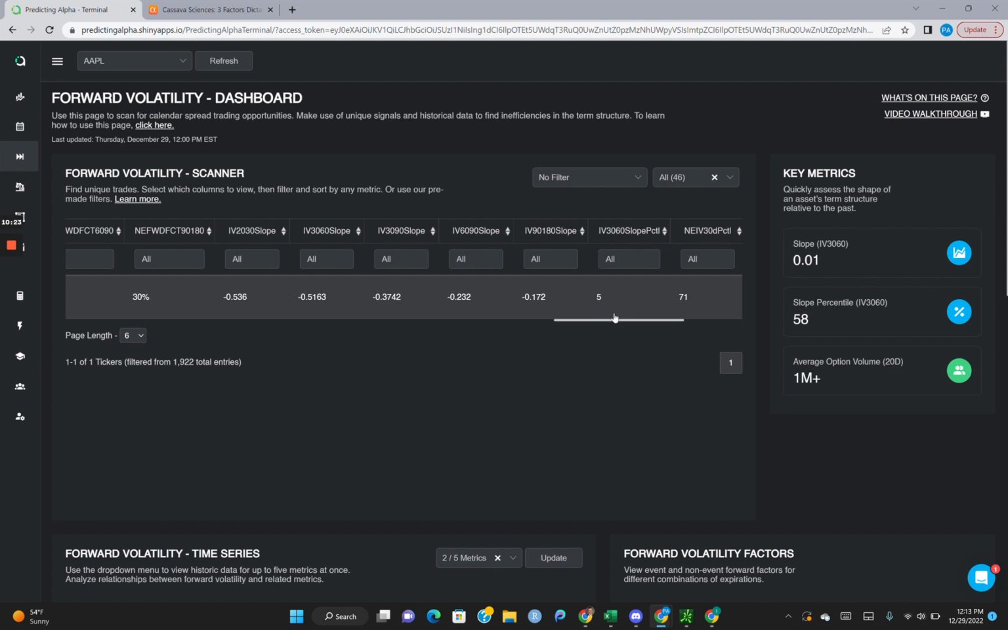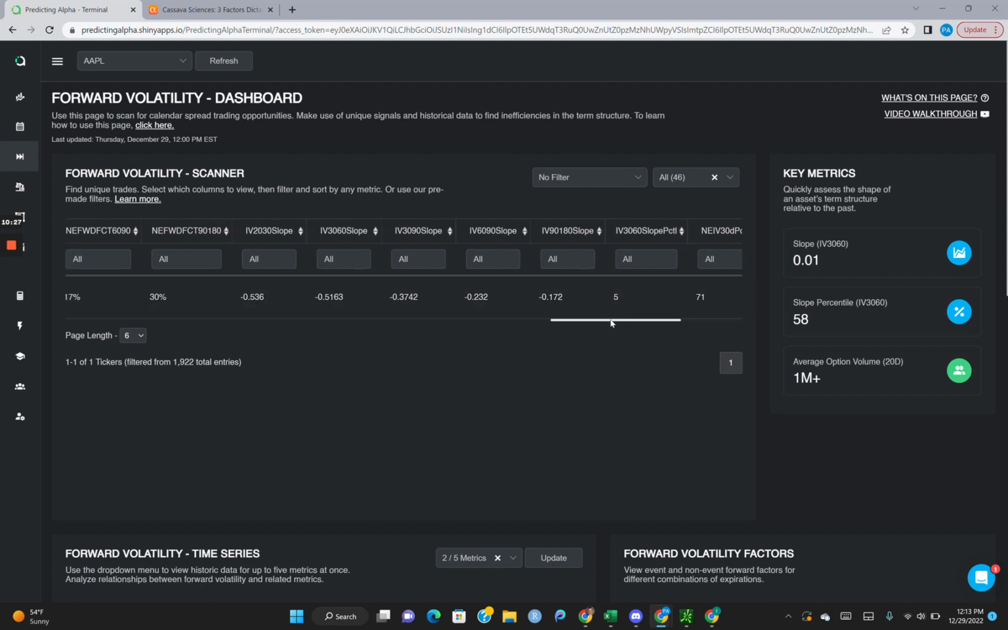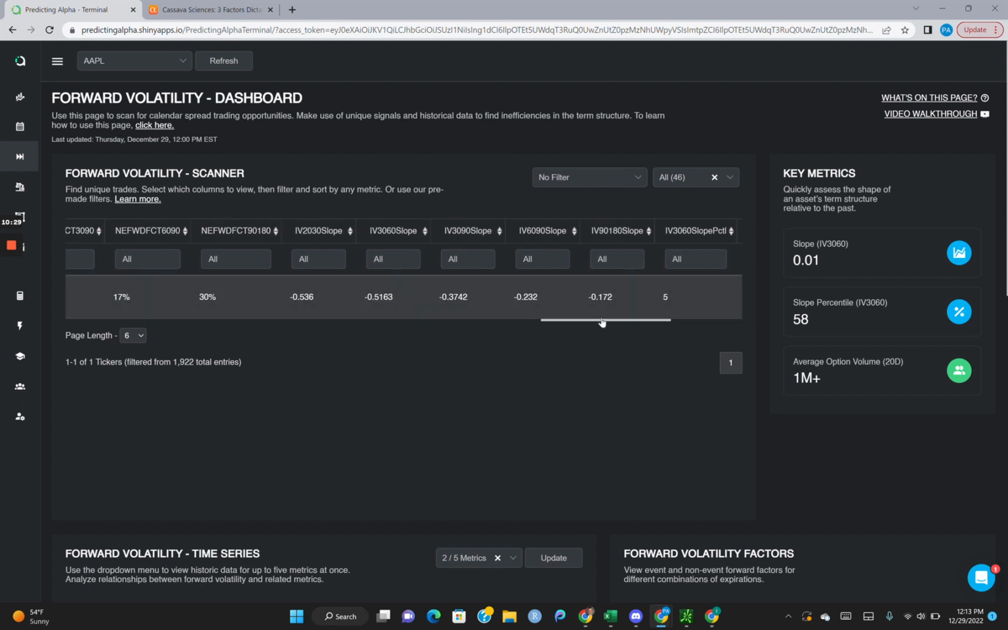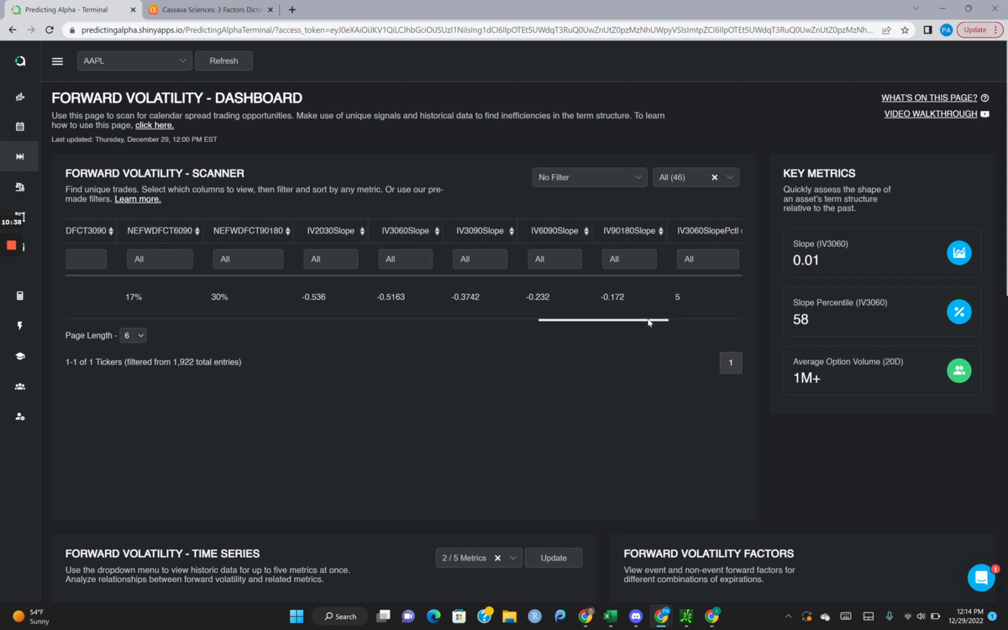It's at 5. So it's in the bottom 5 percentile of what that slope usually is. And the more contango, the higher that number. So this is extremely backwardated relative to what it's usually at.